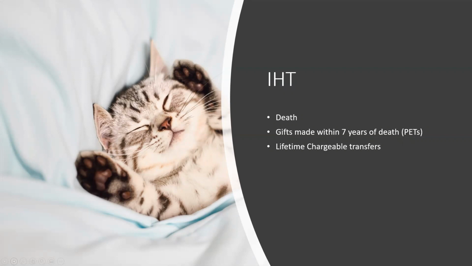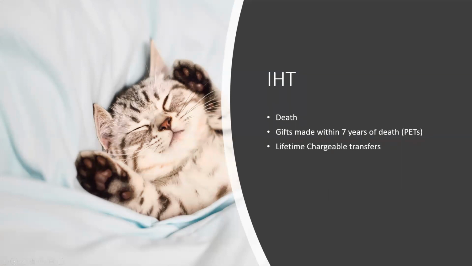And the gifts made within 7 years of death, the potentially exempt transfers, may become chargeable if somebody then dies within 7 years, whereas those lifetime chargeable transfers made to a company or made to a trust will be immediately chargeable to inheritance tax. Okay?